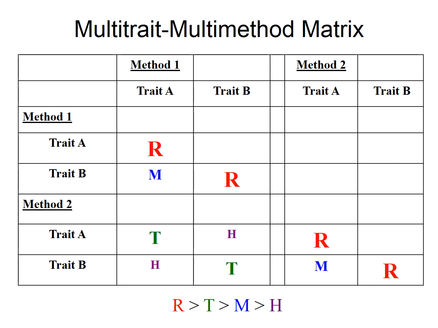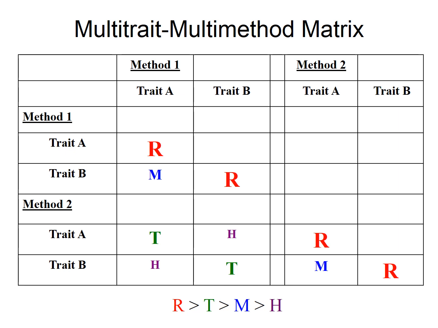So for instance, if we look at that first big T, method 1, trait A, by method 2, trait A, that's where we're comparing the same construct measured by different measures. That should be our second highest, and that actually is convergent validity. Same construct, different methods. The M is the method variance. So for instance, method 1 trait A by method 1 trait B, those are different constructs, but they're both self-report. Much like method 2 trait A by method 2 trait B, that's our other M, method variance. That again, we should see be fairly high, but not as high as the others.